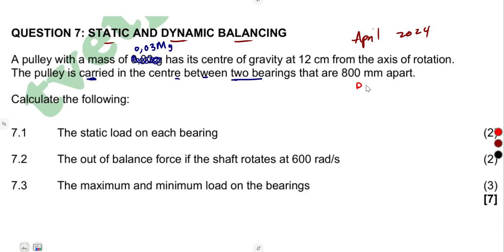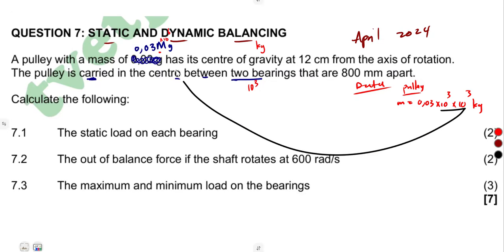I have talked about this. I'm not going to waste your time, guys. Let us have the pulley. It has the mass of 0.03 megagrams. Convert this to kilograms. Remember, mega, that's times 10 to the exponent of 6. And kilo, that's times 10 to the exponent of 3. So it means this was going to be 0.03 times 10 to the exponent of 6, the product of these two.